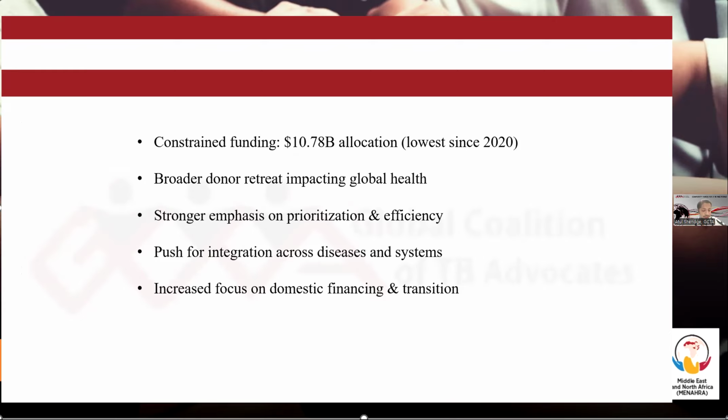So what are the key shifts in GC8? We have all been talking about it, and we've probably all discussed it, so I'll just touch upon it again. One of the defining features of this funding cycle is a constrained financial environment, and the allocation that we have now is around 10.78 billion, which is the lowest since 2020. And it's also below what we had originally expected and what the target was.